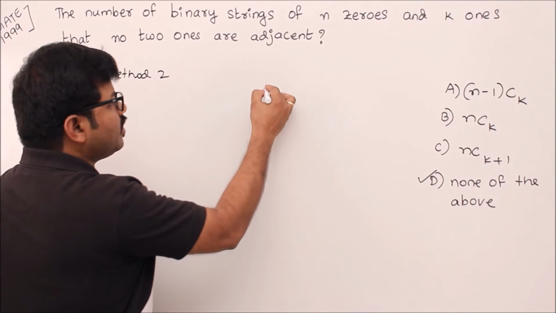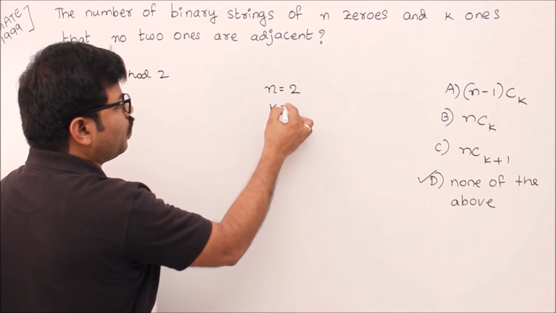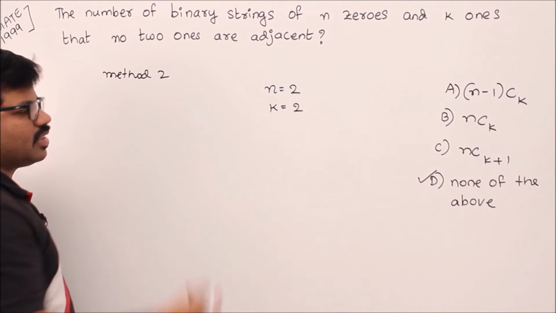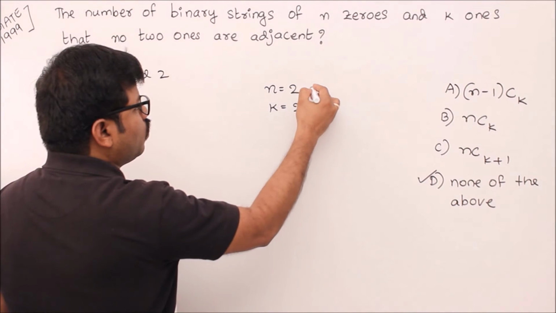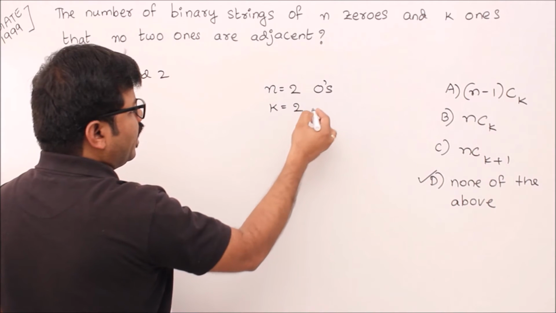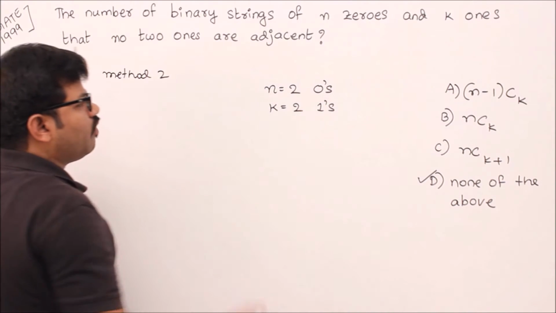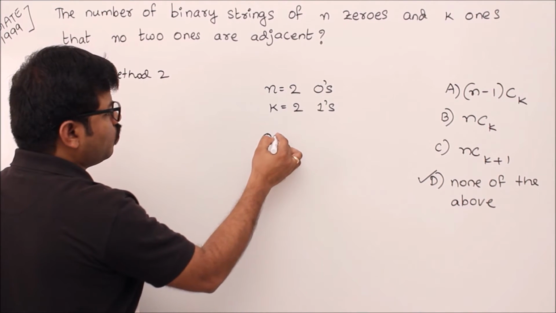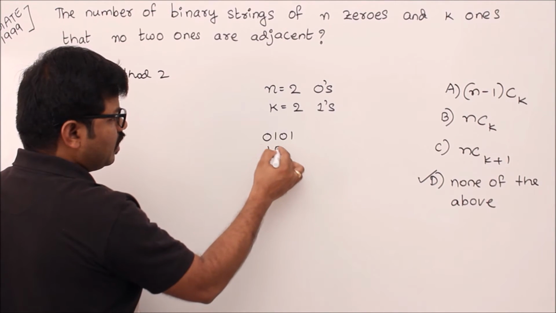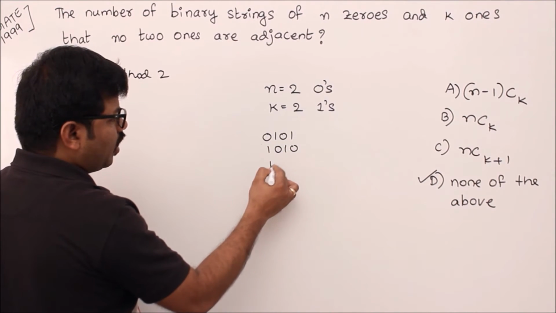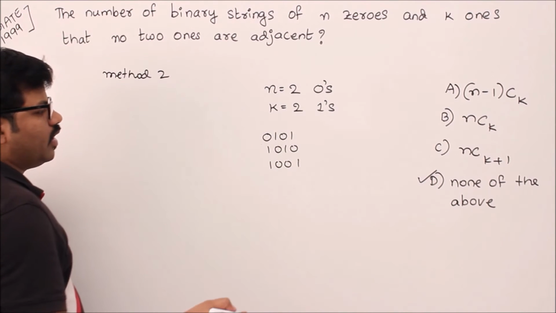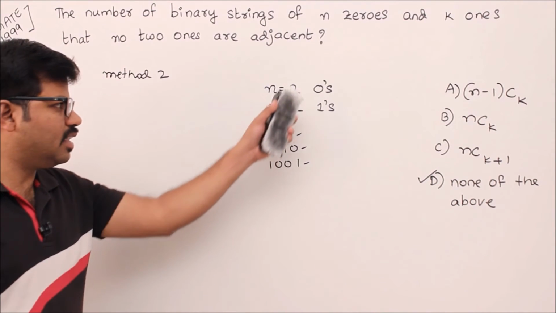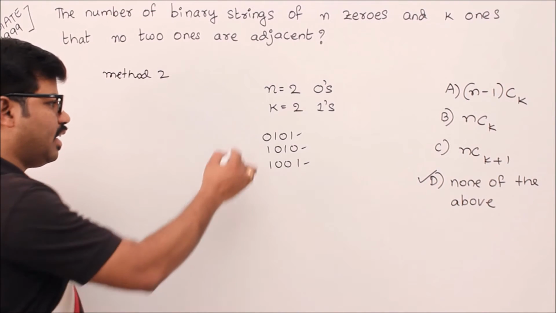We know the problem now. Let's take n value 2 and k value 2. How many binary sequences are possible with 2 zeros and 2 ones where no 2 ones are adjacent, right? So n equal to 2, where n represents zeros and k represents ones, right? When you have 2 zeros and 2 ones, how many different ways can we arrange them so that no 2 ones are adjacent? 1 0 1 0 1 is not possible, so 1 0 1 0. Anything else? 1 0 0 1, isn't it? I think only 3. Right. So substitute in the options. If you substitute n value 2, k value 2, you should get exactly 3 as the answer.